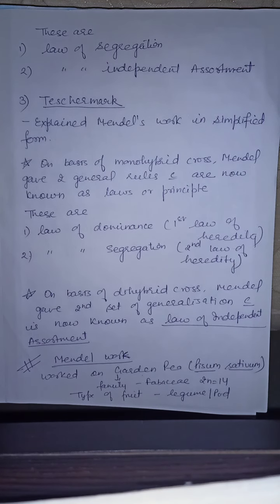On the basis of dihybrid cross, in which he studied two characters at the same time, for example shape of the seed and color of the seed, Mendel gave the second set of generalization, which is now known as the law of independent assortment.